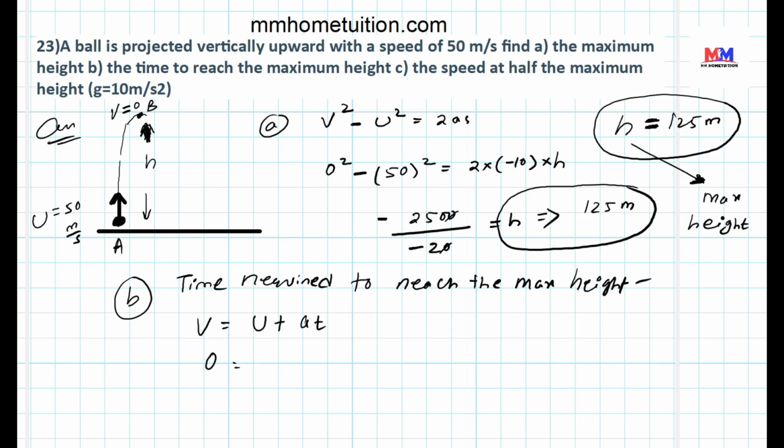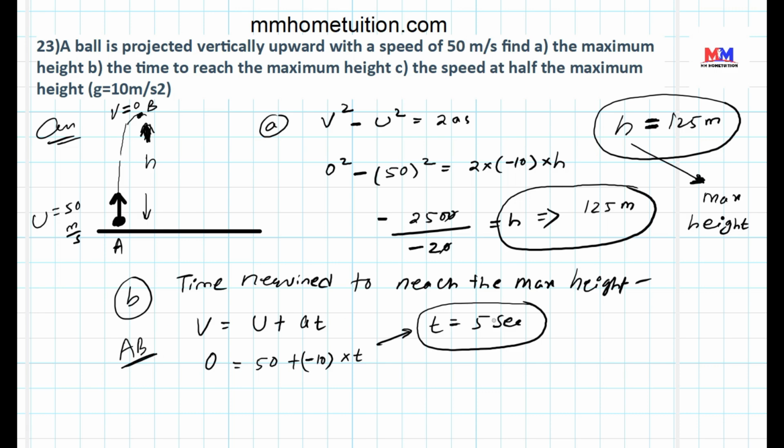u equals how much? u equals 50. a equals minus 10, into t. So after solving this, t equals how much? t equals 5 second. So the time required to reach the maximum height from A to B equals 5 second.